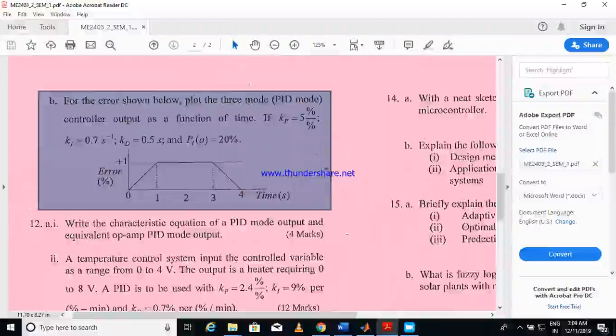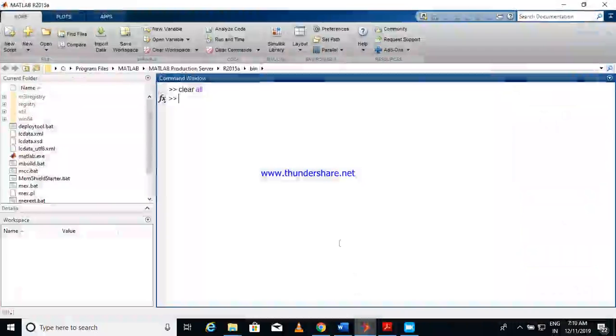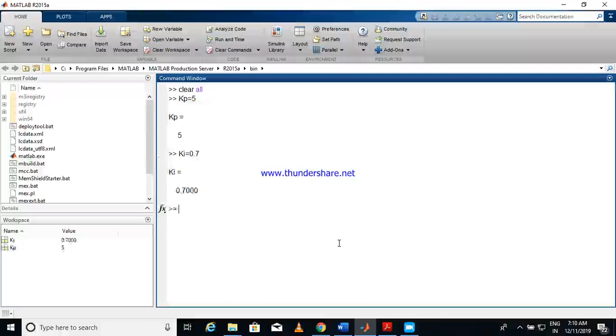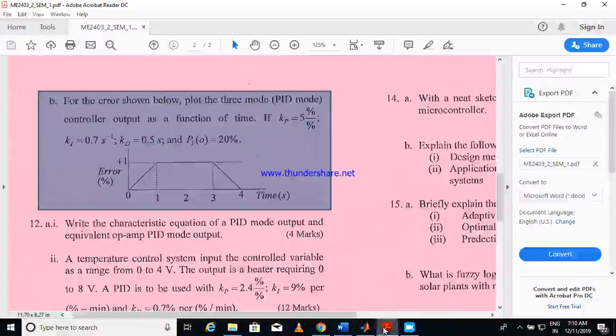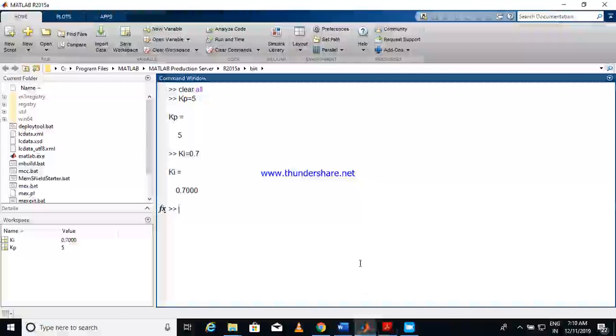This is the error function. The graph is plotted. Kp is 5, Ki is equal to 0.7 and Kd is equal to 0.5, and the initial condition is that the error is 20%, so the output is 20%. That is the initial condition. So now I am defining Kp equal to 5, Ki equal to 0.7, Kd equal to 0.5, and initially it is 20%.